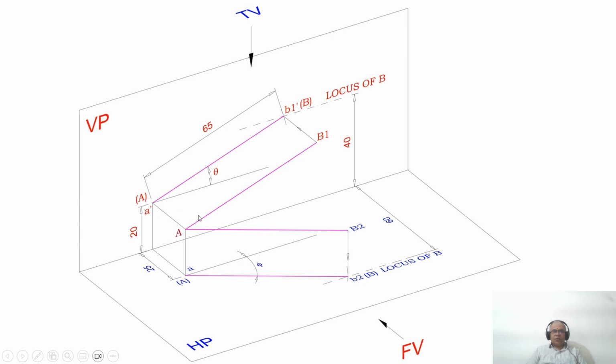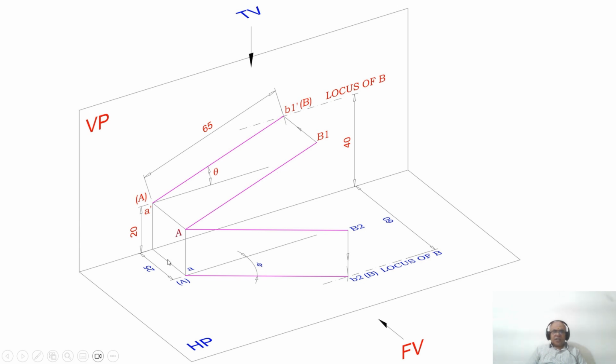So when you look from the front view, the image is going to fall on the vertical plane. So with A dash as center, taking the radius of 65, cut an arc on the locus of B in the front view. So you get this point as B1 dash and capital B. So you have the locus of B, so you mark them. So now the line is parallel to VP.